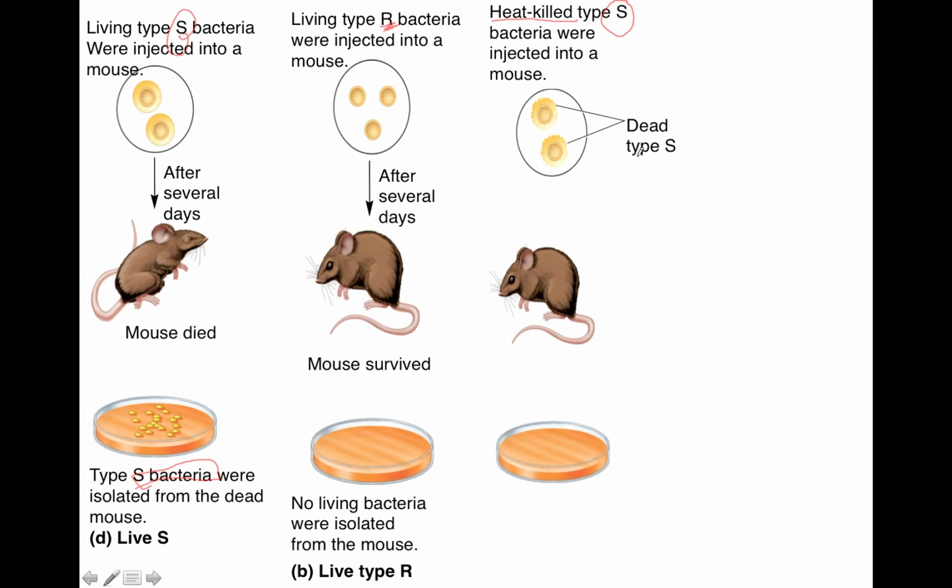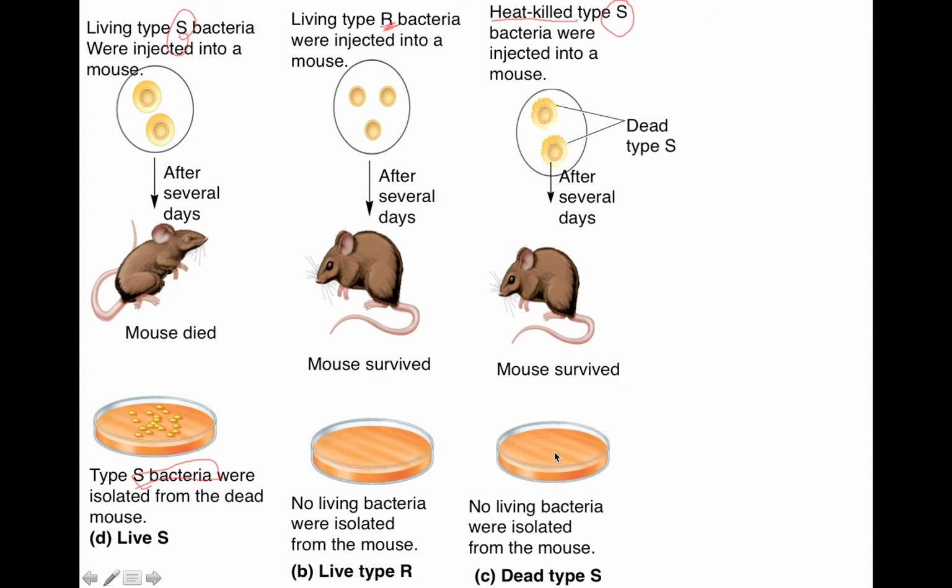Now you have some dead S bacteria. Okay? The mouse can handle this dead bacteria no problem. The S bacteria does not multiply inside the mouse. What's left over, the mouse can easily clear. Its immune system can easily clear. And if you try and culture some bacteria from the mouse's bloodstream, nothing. There's nothing there. Okay. The mouse survived, and you are not able to extract any living bacteria from the mouse.